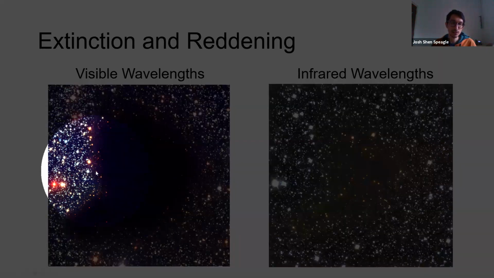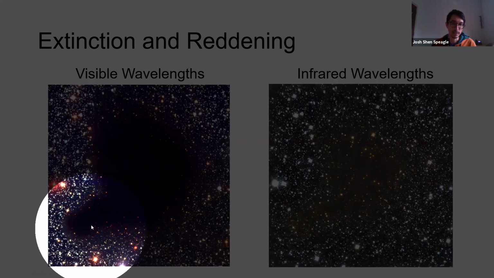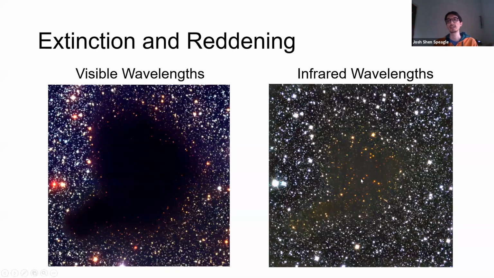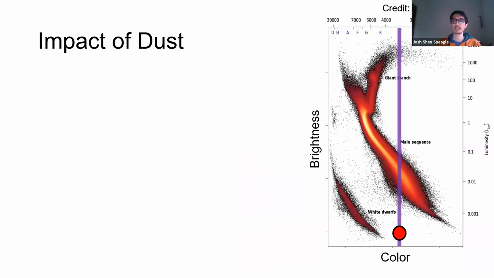So this is what you can see when you look at, for example, the edges of these clouds. The stars all get super red because they're getting blocked by dust. Or when you look in the infrared, you can see the same sort of effect, which is that behind all this dust, you can see that it's a lot redder inside this cloud.